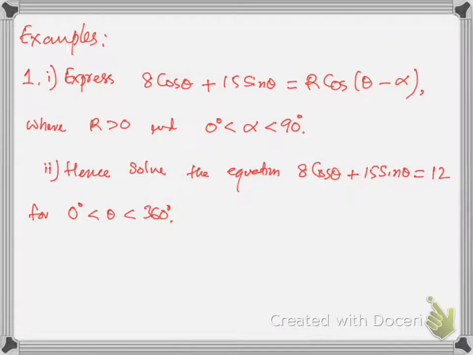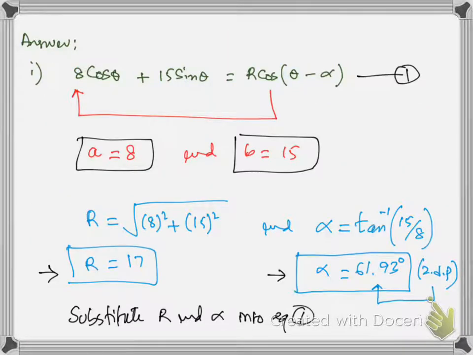Now this is the first example. Express 8 cos theta plus 15 sin theta in r cos theta minus alpha form. Since we have cos theta here, therefore this 8 will be a. I will discuss part 2 later, but let me first explain part 1. Since we have cos here, the coefficient of cos on left side will be a, therefore a is 8 and ultimately b will be 15. This will be b.